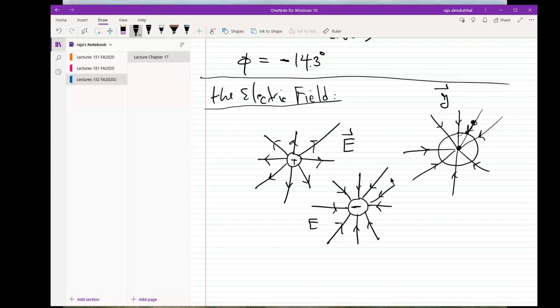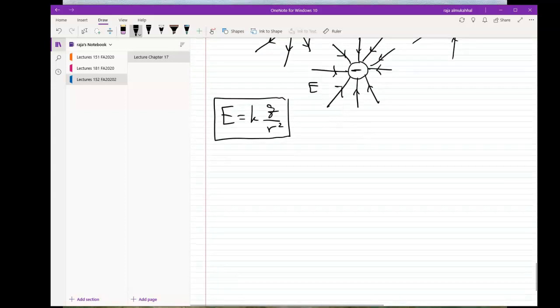Now, if I have this charge, let's go back to the positive or negative, whatever, and it has a charge Q, this electric field is equal to kQ over r squared. What does that mean? It means the following. Let's say, for example, here's a charge. Let me draw my Cartesian system.